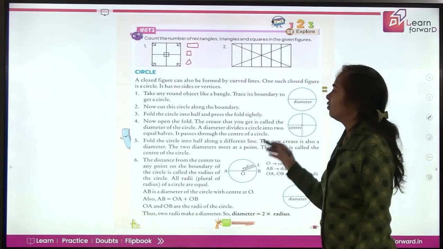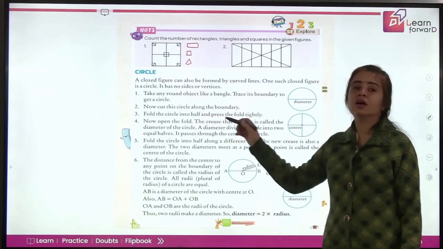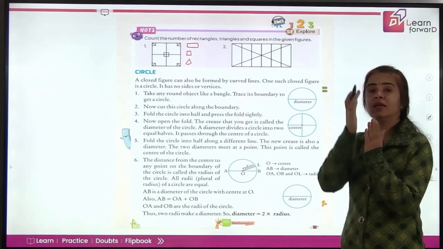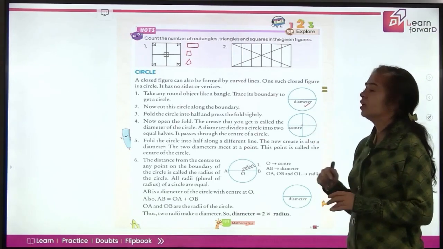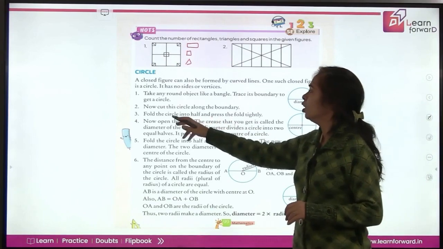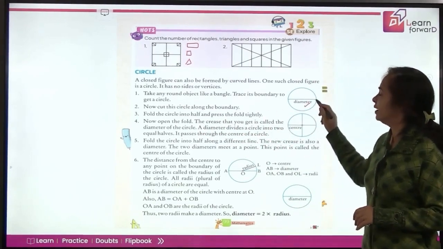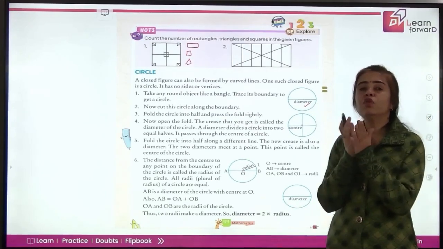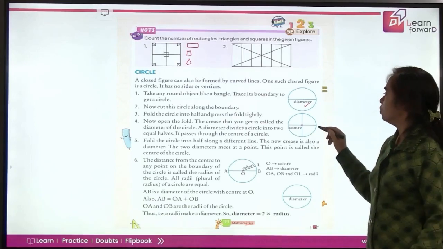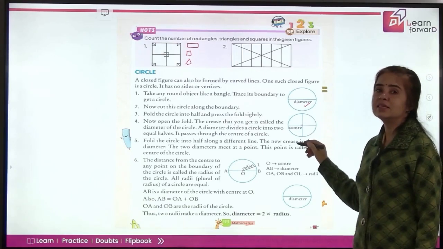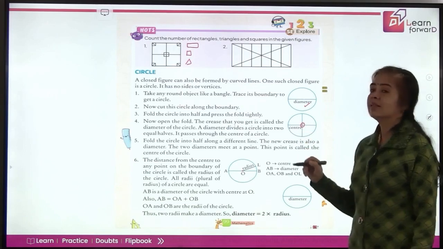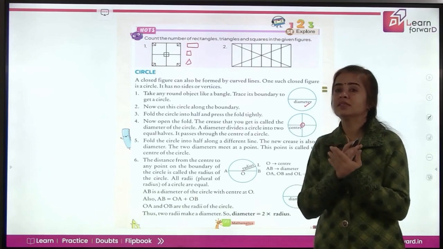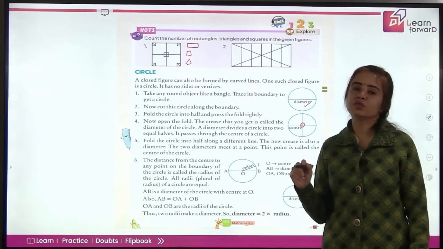Now in circle we have different things. If you just cut this circle and you fold it half, the line, the crease that you get is called the diameter. Now fold the circle into half and press the fold tightly. This is called the diameter, the crease. Now again, if you fold the half into another layer, what you get is another line, another crease like that. So from here, you get the center. The point where the two lines, the two creases will intersect, that will give you the center of the circle.